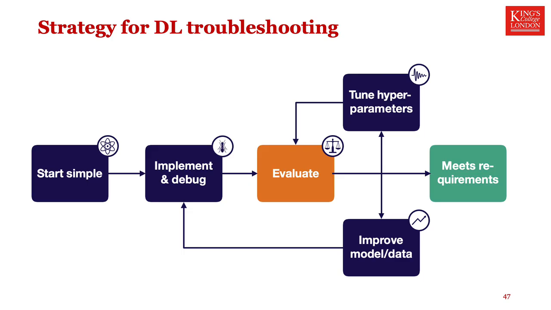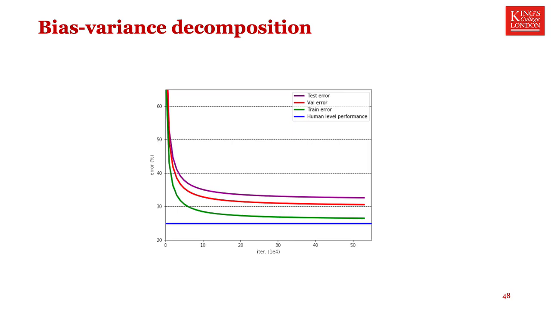So we've seen start simple, and you've seen implement and debug. The next step is evaluating models. What I mean here by evaluating models is that normally when we think about training curves, we would like to see training curves that look like these. So you would have three training curves from the algorithm, and one of them which is defined by your human.